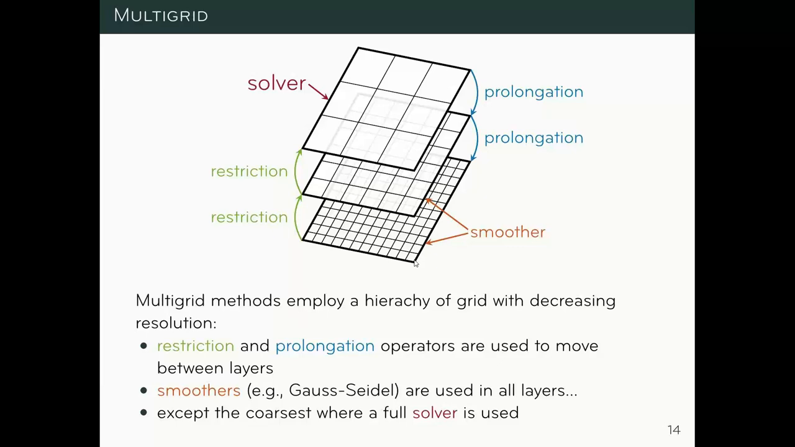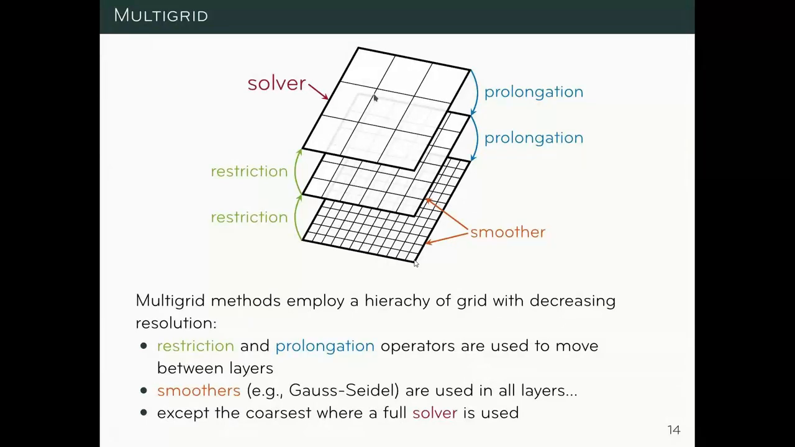But maybe I can use the resulting factorization as a preconditioner for an iterative method or as a solver for the coarse grid in a multigrid method, as in this case here. So as you might know, multigrid methods work using different grids of decreasing resolution. And in all the grids, except the last one, the problem is very approximately solved using smoothers, like for example, Gauss-Seidel. But on the last level, we need more accuracy, we need more robustness, and therefore, on the last level, we use a full solver.